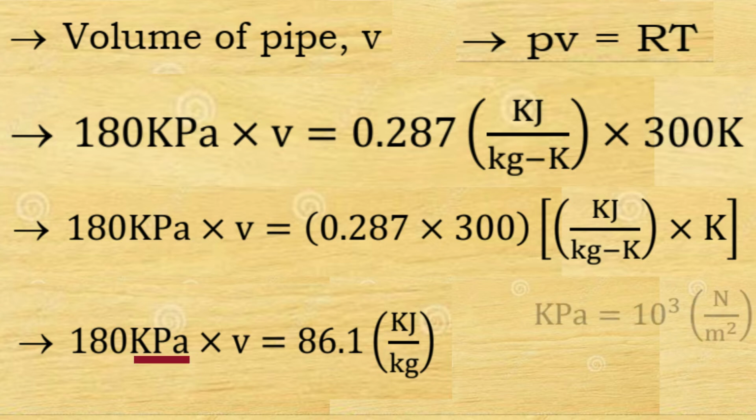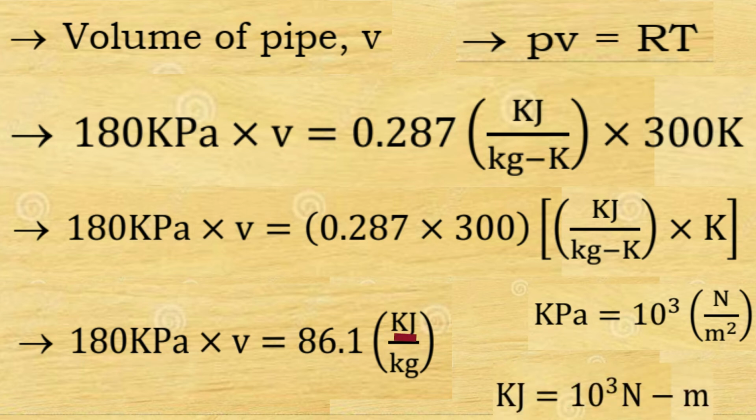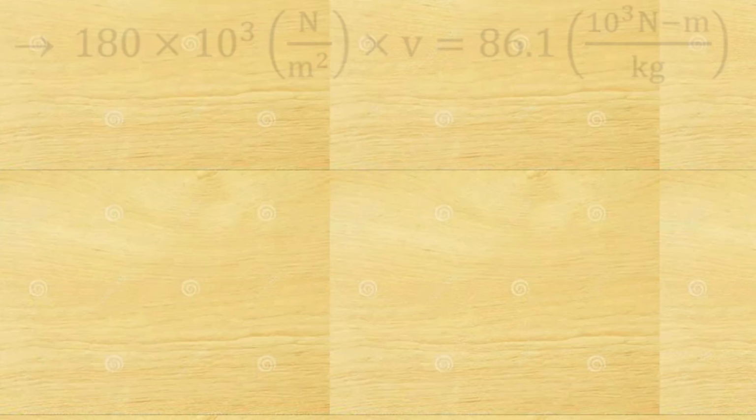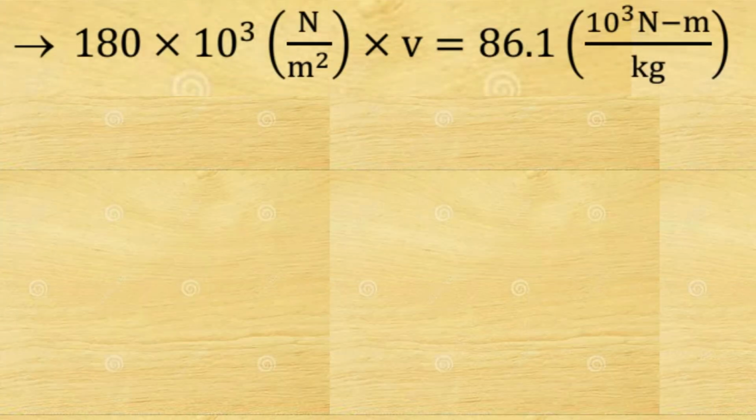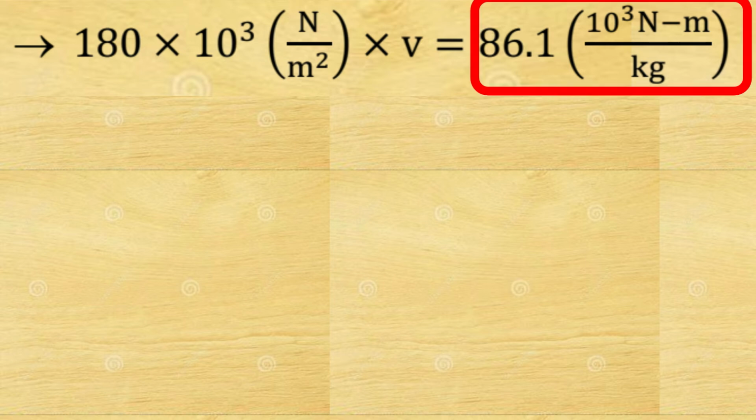In this LHS, kilopascal is 10 power 3 Newton per meter square and in this RHS, kilojoule is 10 power 3 Newton meter. So the next step will be 180 into 10 power 3 Newton per meter square into small v is equal to 86.1 into 10 power 3 Newton meter whole divided by kg. In this RHS, I am going to split the numerical terms and SI units.